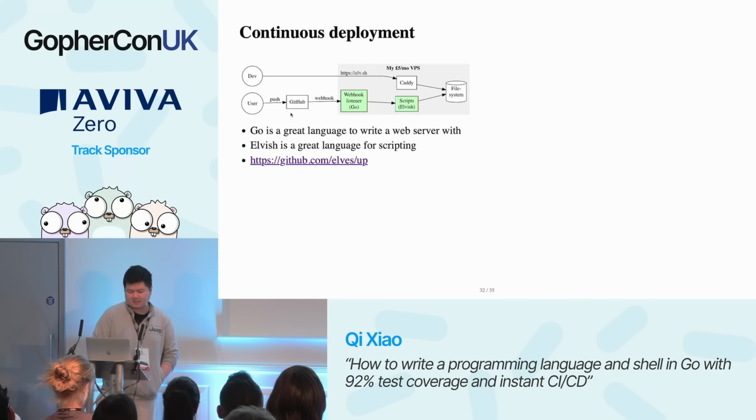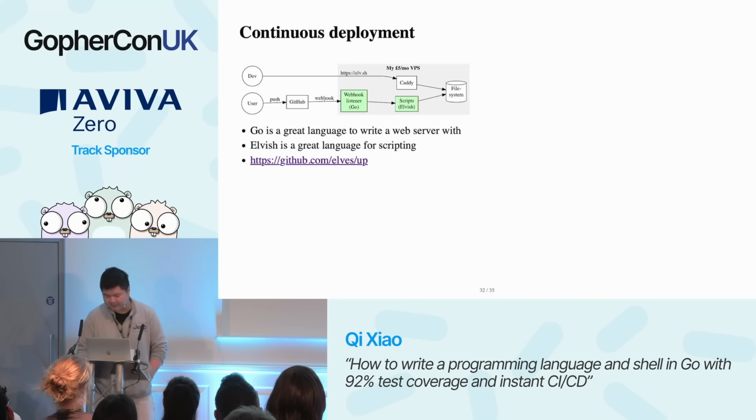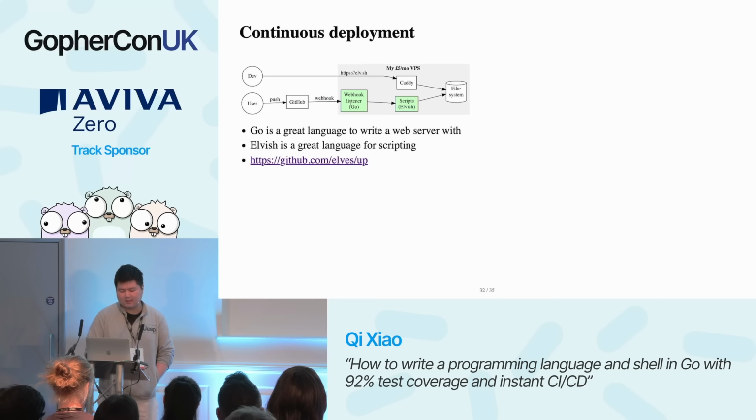And GitHub has this feature called a webhook. It basically says that you can define a web endpoint that GitHub will call at each event, for instance, pushing code. So you can define a webhook for pushing code. And then I run a webhook listener in Go that listens to those events. And what it does is that it just runs an Elvish script that builds binaries.